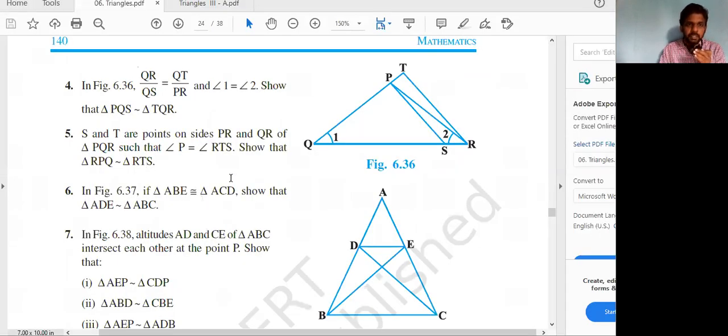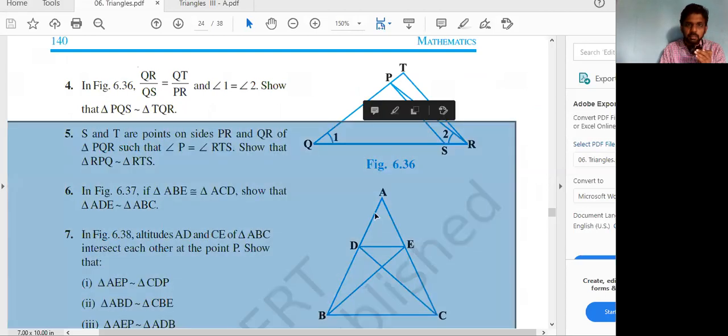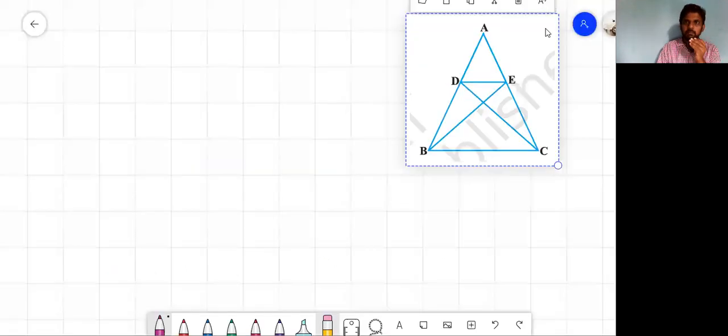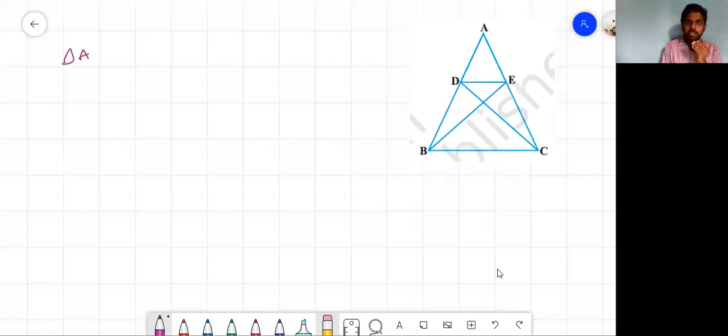So in figure 6.37, we have triangle ABE congruent with the triangle ACD. Where is ABE? ABE is here. So congruent with triangle ACD. Right? Show that triangle ADE is similar to triangle ABC. Just a minute, I'll take the diagram. So we are given that triangle ABE is congruent with triangle ACD.